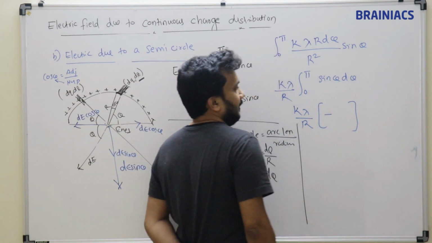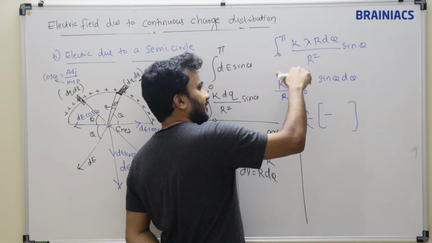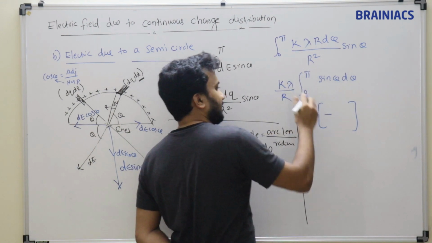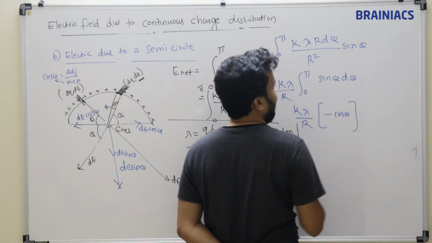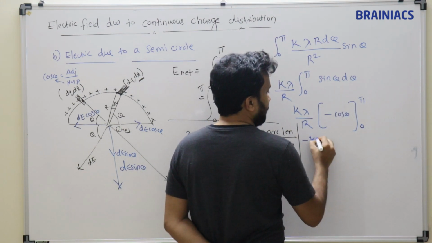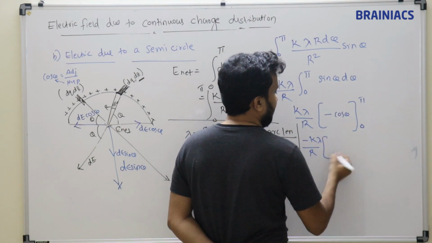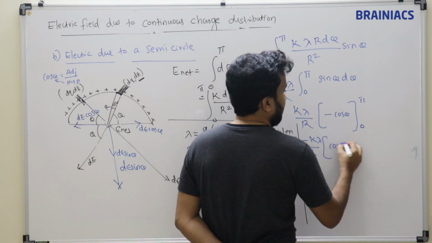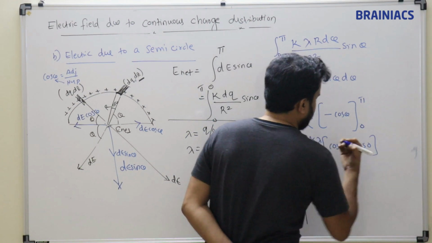So differentiation is sine theta into differentiation cos theta, sine theta into integration is minus cos theta. Integration limit from 0 to pi, minus we take it outside. So k lambda divided by r into cos of pi minus cos of 0.